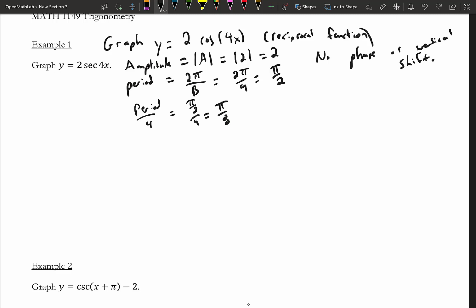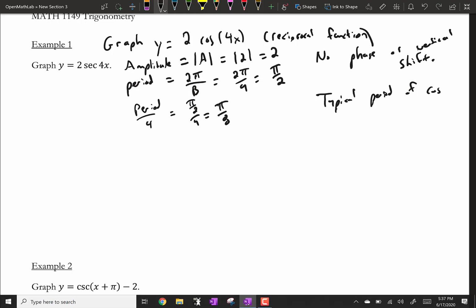So now we can start plugging in some values. First we could look at a typical period of cosine. So if you remember, what we're going to do is look at, oops, hang on a minute.